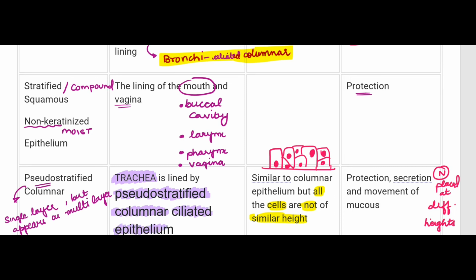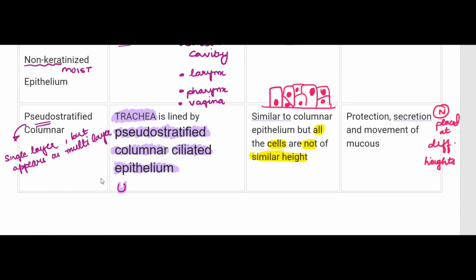Pseudostratified epithelium is also present in urethra, epididymis and vas deferens. Okay, but here they are not ciliated. It is non-ciliated pseudostratified columnar epithelium, whereas in trachea there is pseudostratified columnar ciliated epithelium. So remember, note the difference.